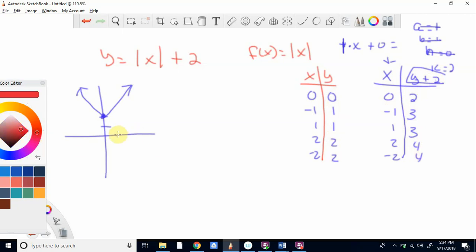So let's go plot these. So 0, 2, yes. And 1, 3. So I did pretty good at eyeballing this. A little off here. -2 and 4. And then we connect the dots. So I did pretty good at making this graph.